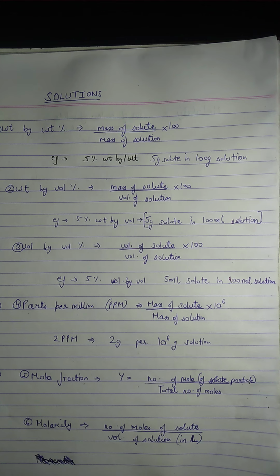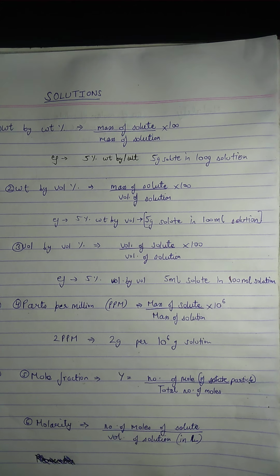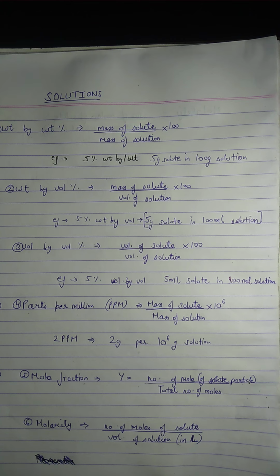Next हमारा है parts per million ppm. इसका फॉर्मूला होता है mass of solute upon mass of solution into 10 to the power 6. Now for example 2 ppm means 2 gram per 10 की power 6 gram of solution. 2 gram of solute in 10 to the power 6 gram of solution.